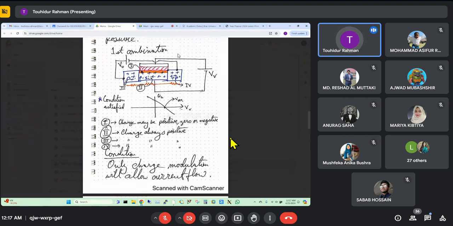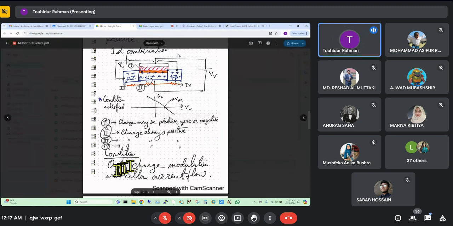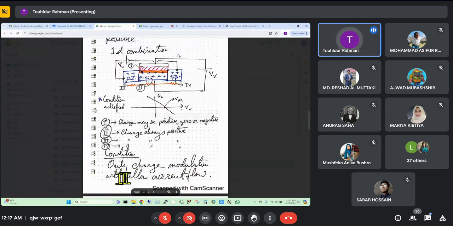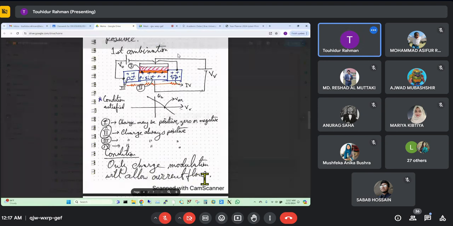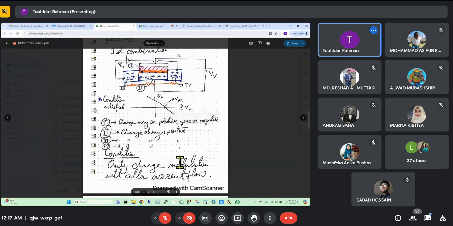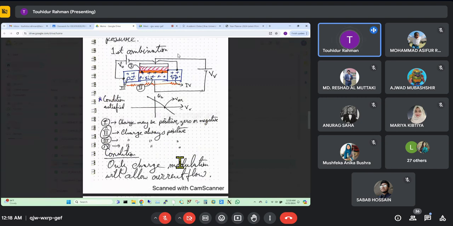When we build a transistor, we know the transistor can be used as a switch. That means we should be able to control the flow of the current. So the condition is that only charge modulation will allow current flow. We will use the charge modulation to control the flow of the current.